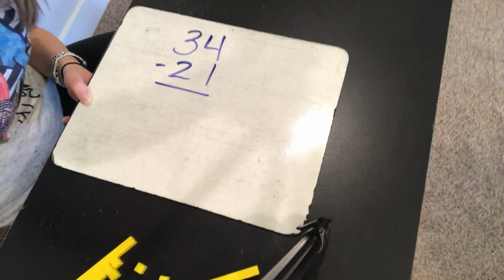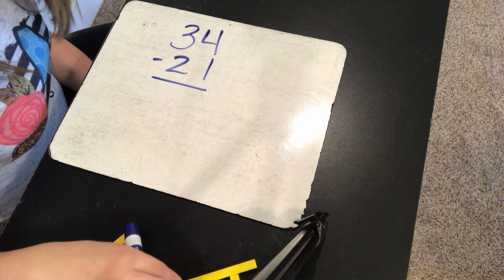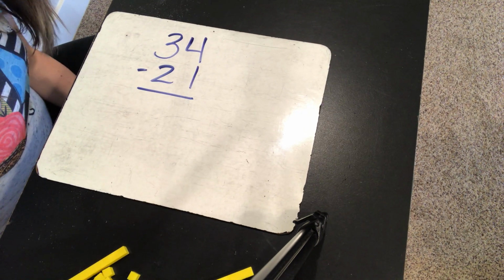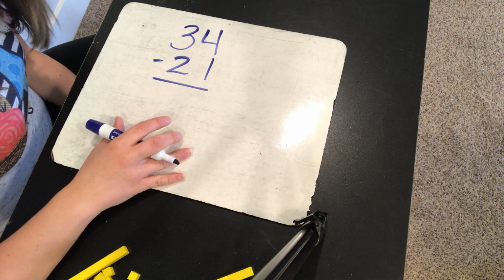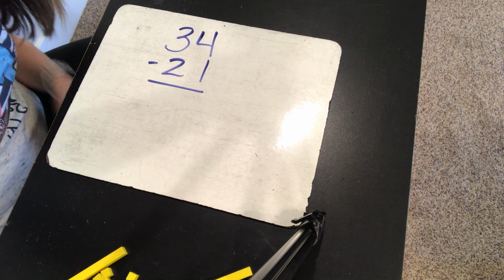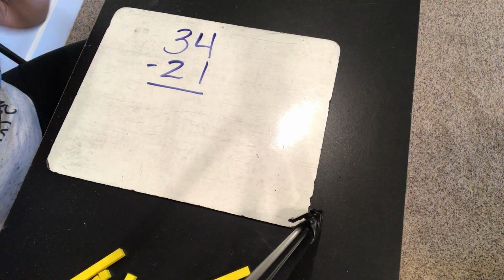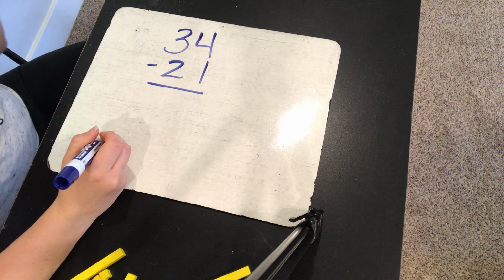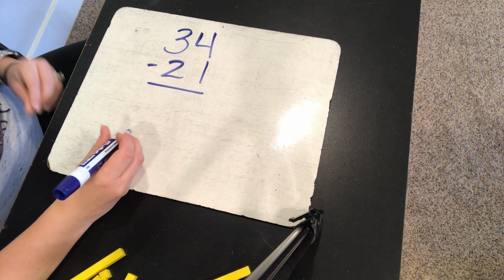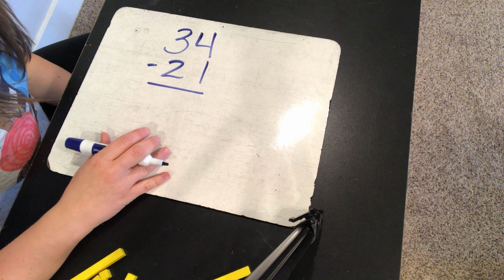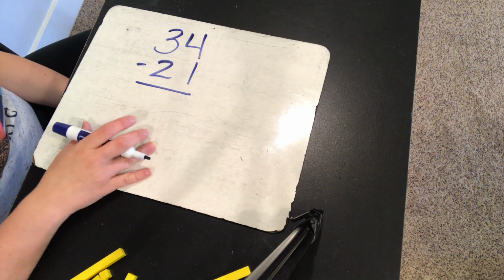Last week we really worked on using your base 10 blocks. We also kind of touched on using a number line. We're going to practice that again today. And we're also going to look at another strategy that you can use, expanded form. So let's look at the expanded form way first, because we didn't really do that last week.